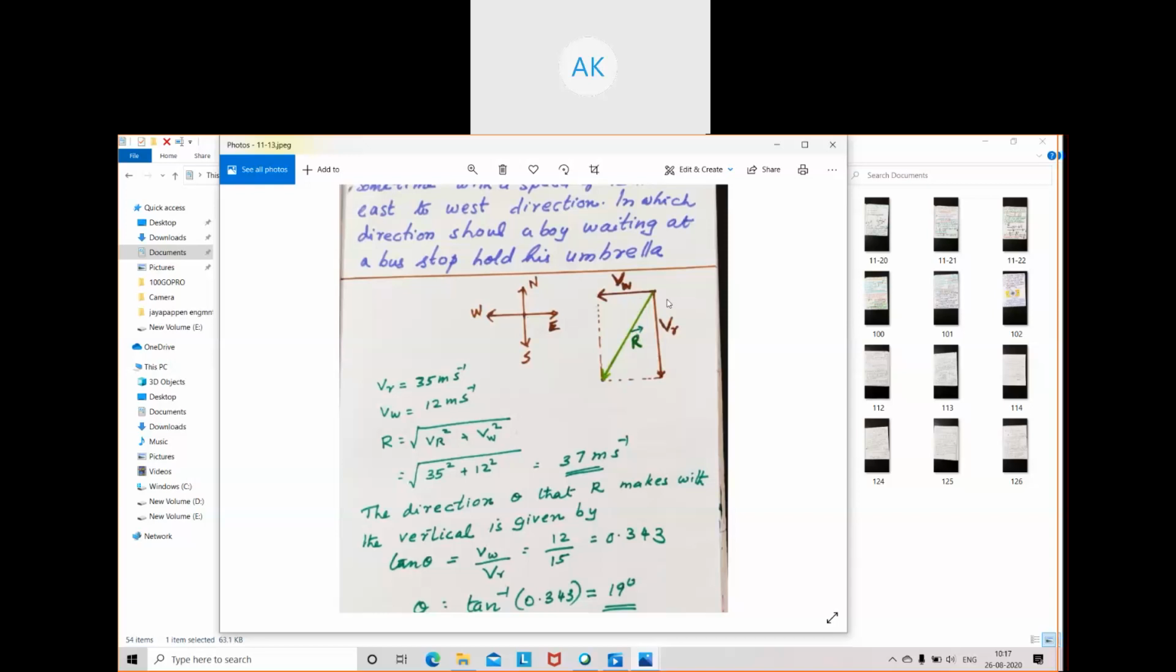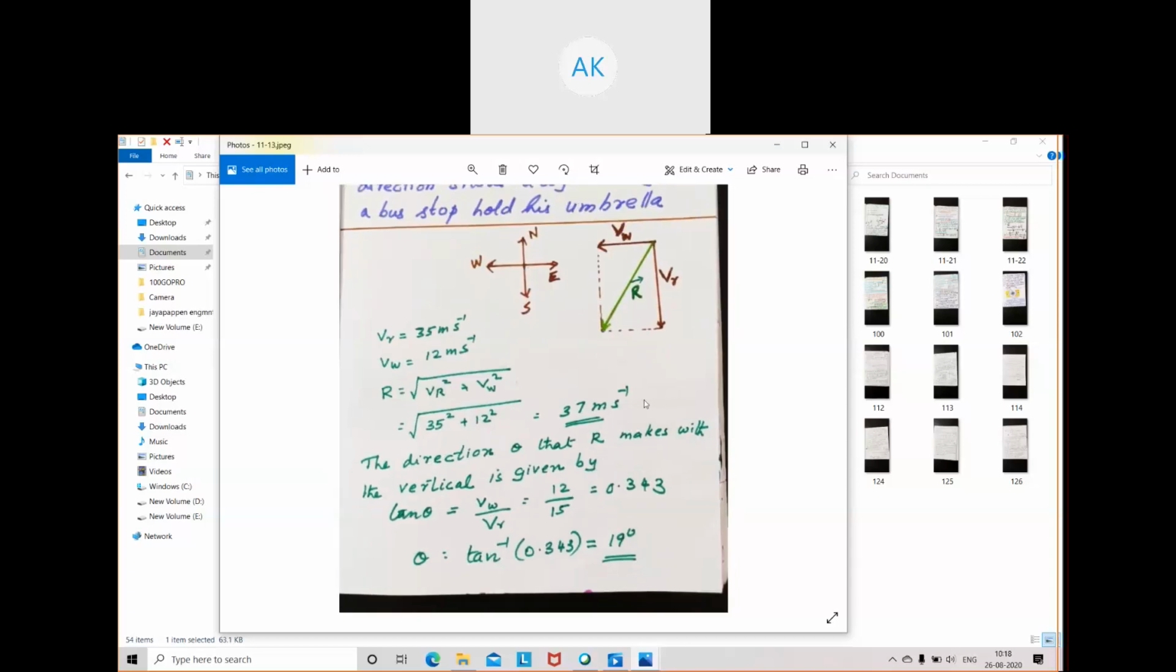Now this is a rectangle. The angle between VW and VR is 90 degrees, so the third term will not be there. We can just use the formula root of VR square plus VW square because they are perpendicular. Substitute 35 square plus VW, which is 12 square, and we get the answer. Finding the square root, you get 37 meters per second.